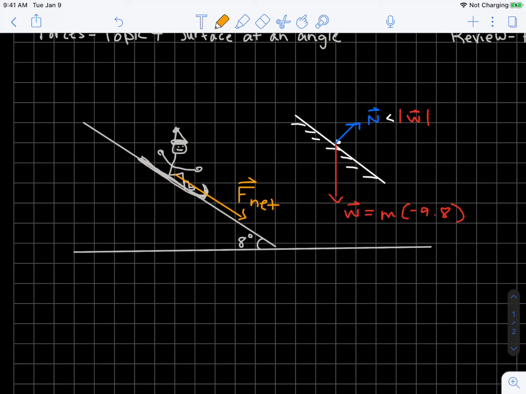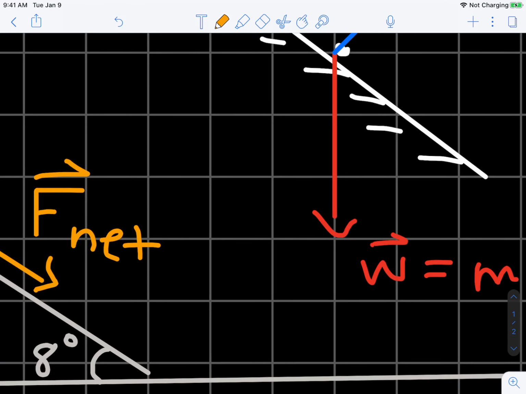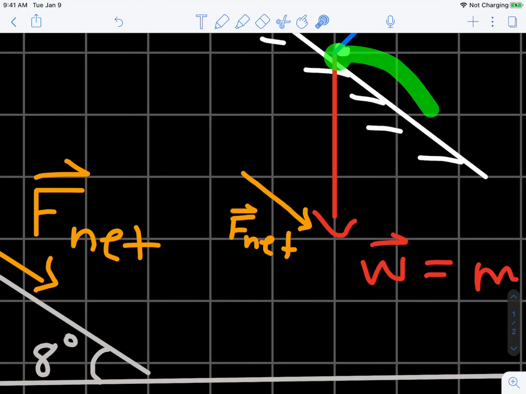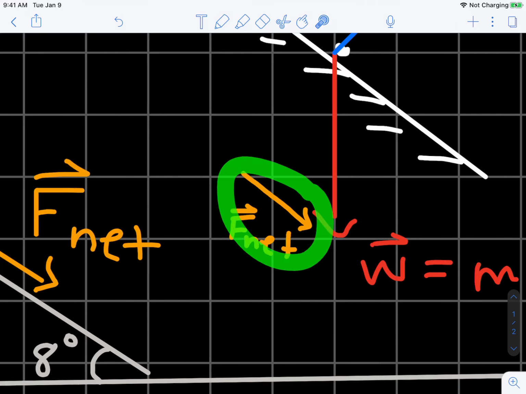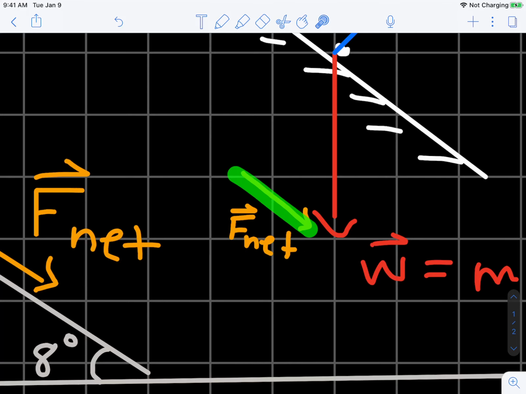So F net, that is parallel to the surface. So what I'm going to do is I'm going to redraw F net right here, and for argument's sake, we'll call it F net. All right, so I moved it from this location on the slope, so right here, to down here, but it's still parallel. So this line and this slope are parallel to each other, or that vector.